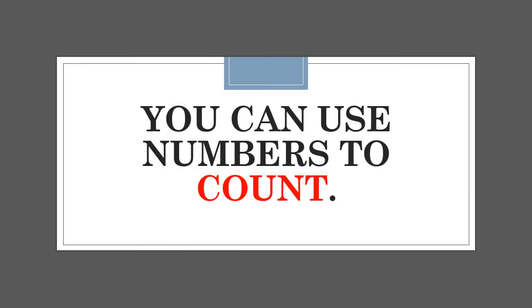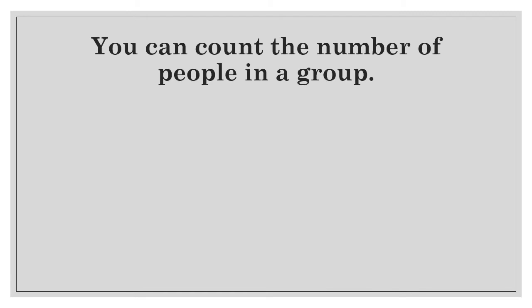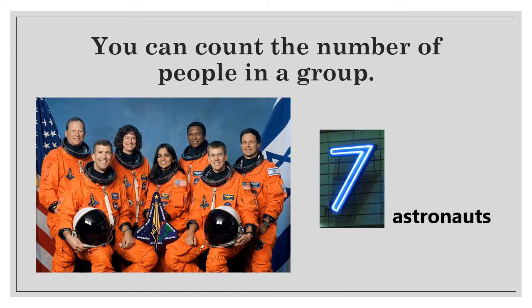There are other ways to use numbers. You can use numbers to count. You can count the number of people in a group. How many astronauts do you see in this photograph? There are 7 astronauts. The number 7 is a number that we use to count.